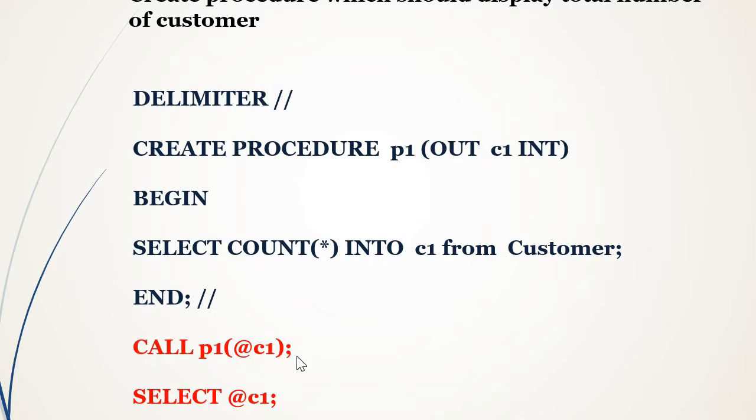When you write this statement, the procedure gets called, the SQL statement is executed, and the count gets stored into the C1 parameter. So here the output, that is the count, is in the variable C1. Now using select @C1, you display the count on the screen to the user.